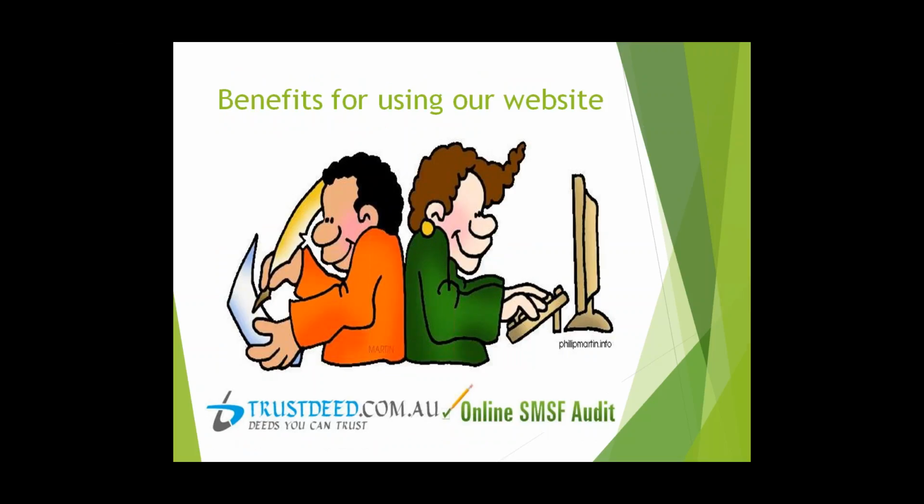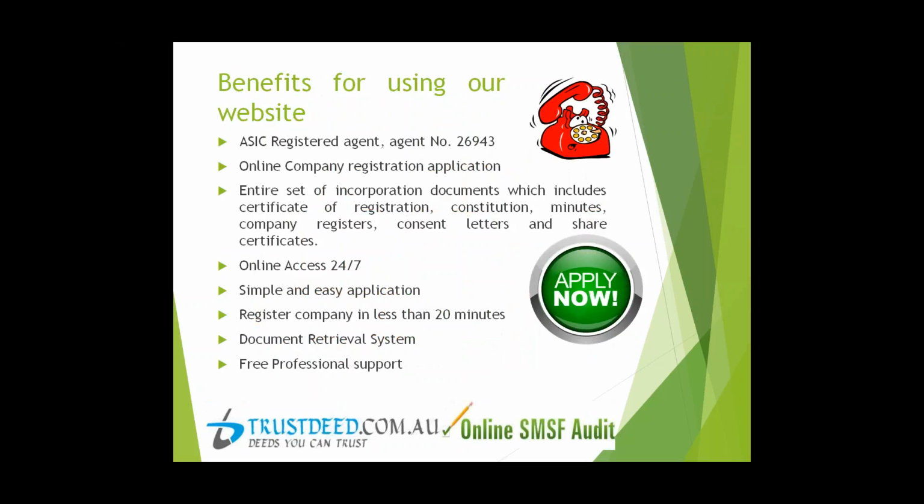Let's have a look at the benefits of using our website. We are an ASIC registered agent and our registration number is 26943, and we are approved by ASIC to register companies in Australia on behalf of them. While using our services, you just have to fill in an online company registration form which will not take longer than 20 minutes, and you will receive an entire set of company and corporation documents which include the certificate of registration, constitution, minutes, company registers, consent letters and share certificates.